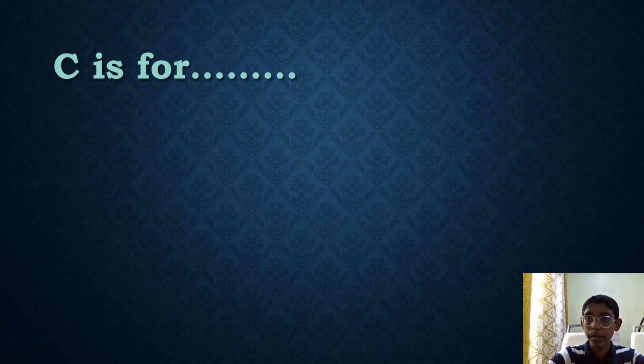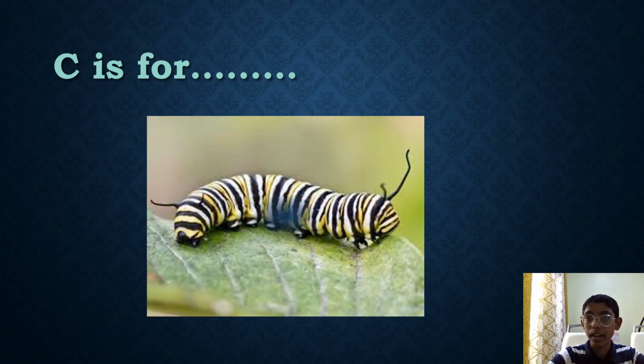So continuing on with animals and alphabets, we're doing the letter C today. And an animal that I thought of starting with the letter C is the caterpillar. These guys are fuzzy, they're sometimes cute, sometimes they're not, and most of the time they're pretty dangerous. So it's best not to touch them.